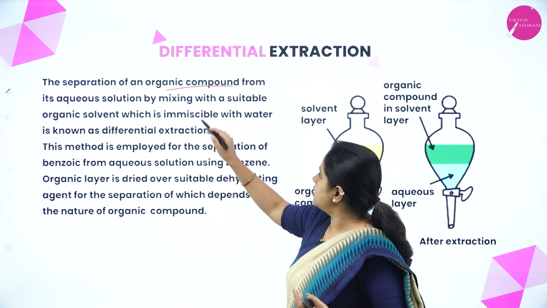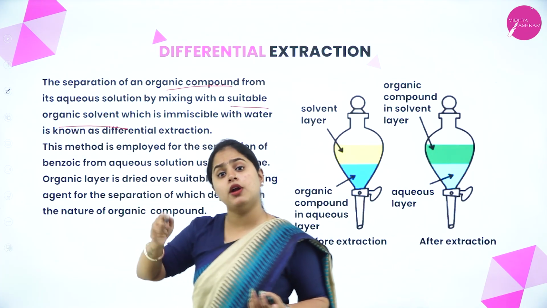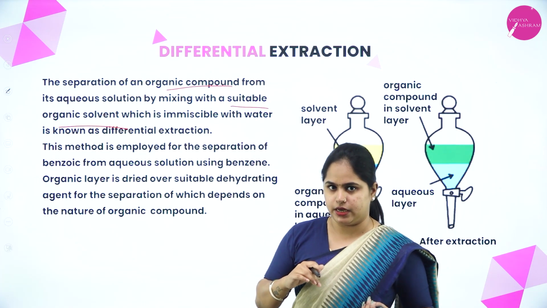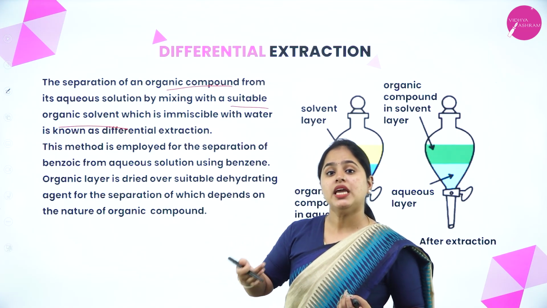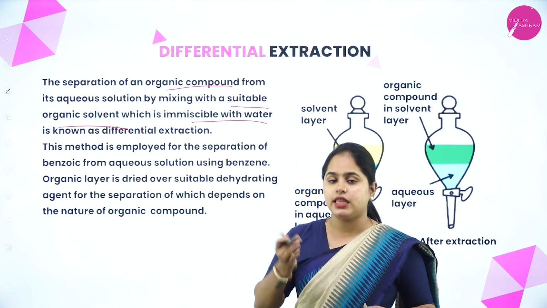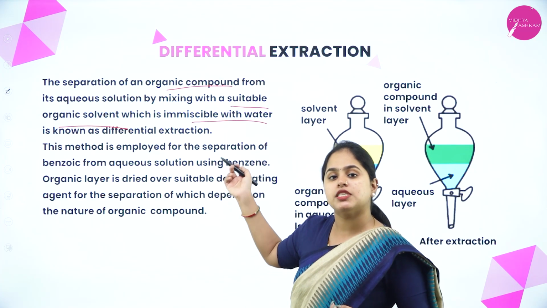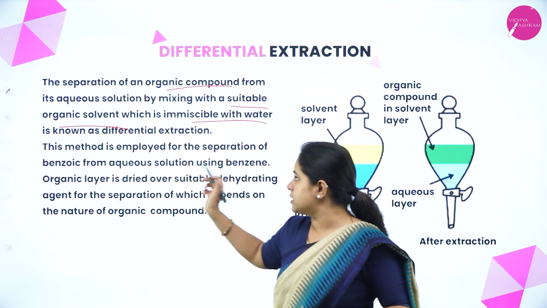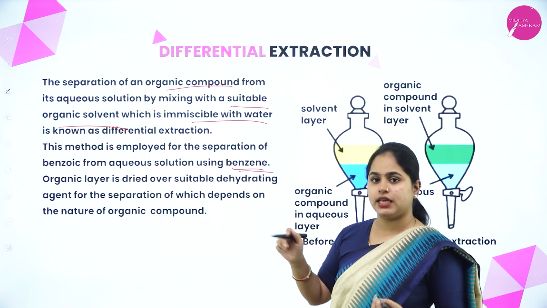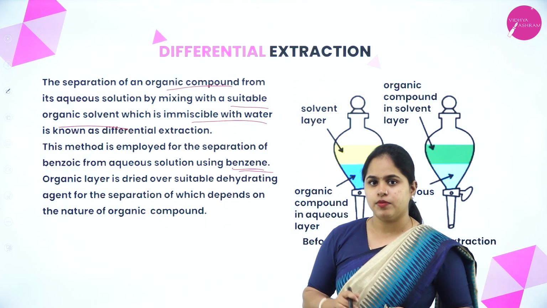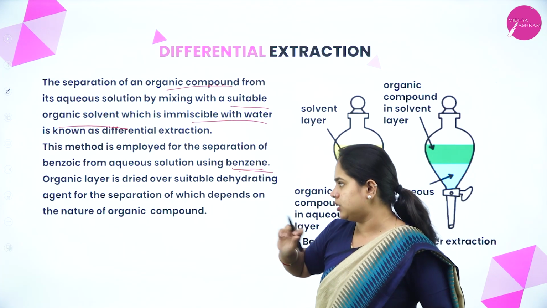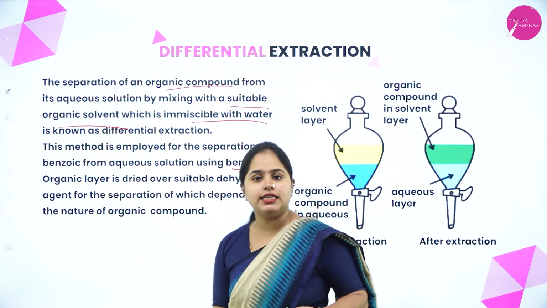So what we do is mix it with a suitable organic solvent. We add an organic solvent to it and mix it, and this organic solvent must be immiscible with water. It should not be miscible with water. This method is employed for the separation of benzoic acid from its aqueous solution using benzene. Benzene is the solvent we are adding, which is immiscible in water.